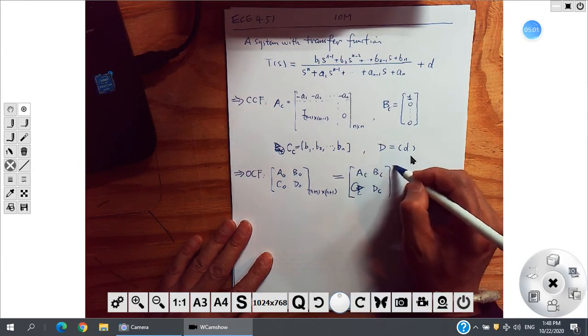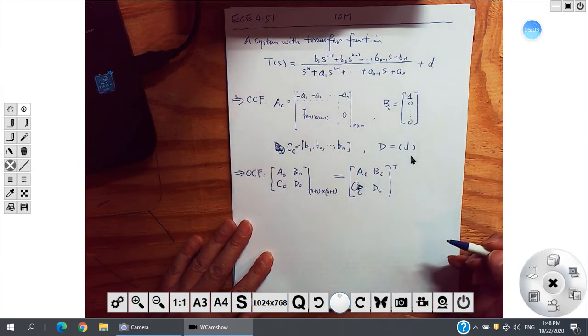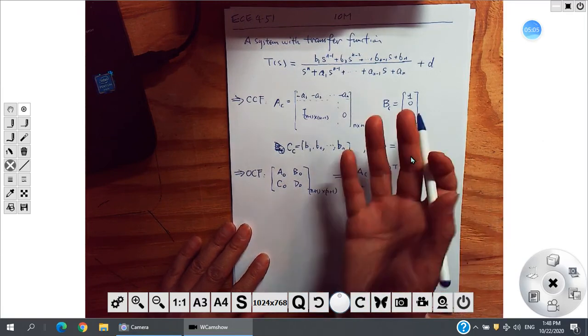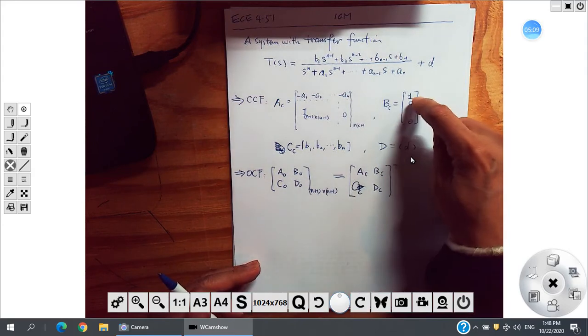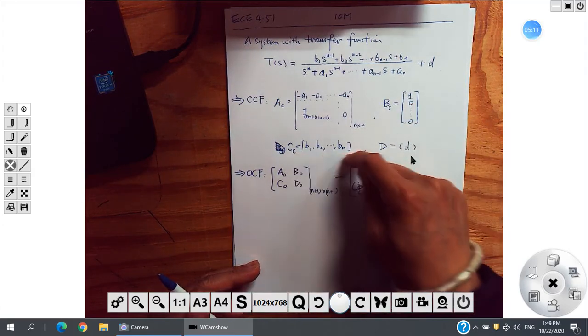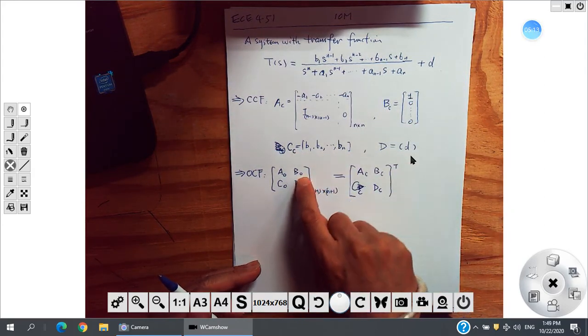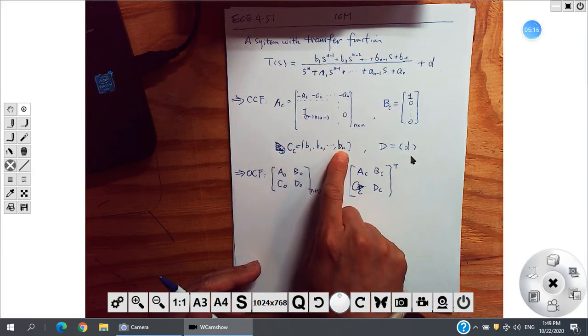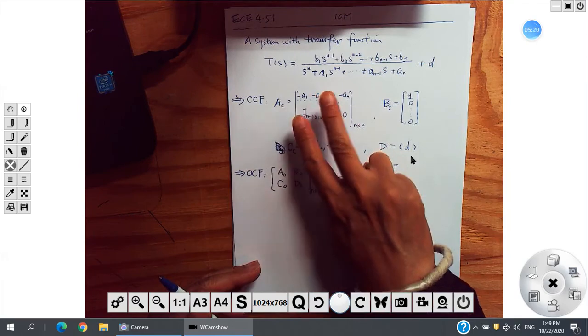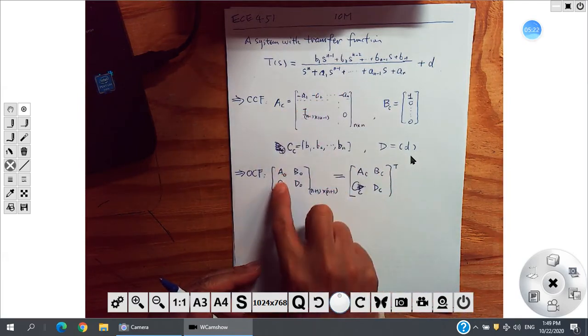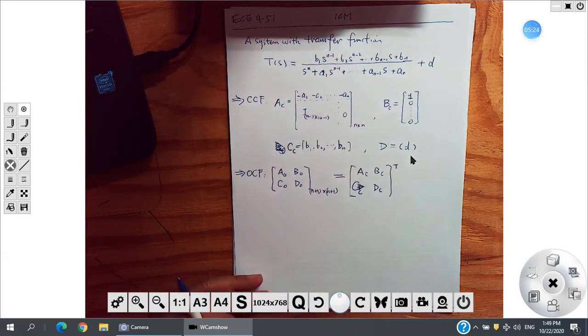I do the transpose. So the OCF is just the transpose. CO will be 1 0 0 0, but in a row, and BO will be b1 to bn. Okay. D is still D, and AO will be the transpose of AC. Right? AO is just the transpose of AC.